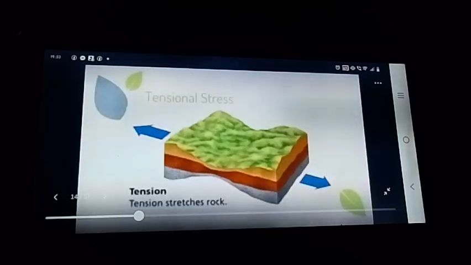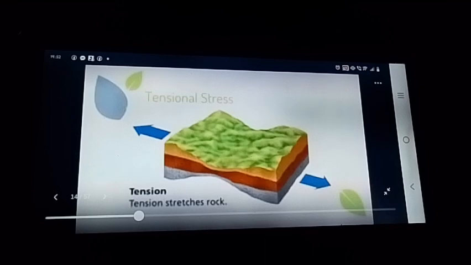So I have an example here for tensional stress. Tension stretches rock. Here's how it applies to the Earth. Divergent boundaries. When two tectonic plates move apart, they create space between them. This space is filled with magma rising from the Earth's interior. The pulling force of the plates moving apart creates tensile stress in the rocks surrounding the magma, volcanoes. As the magma rises, it pushes against the surrounding rocks, causing more tensile stress and eventually leading to volcanic eruptions.